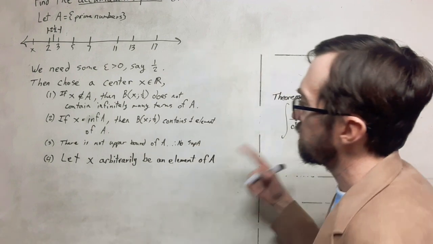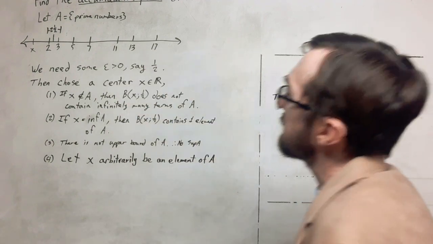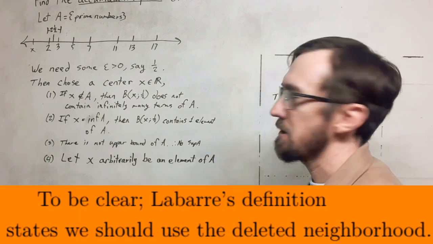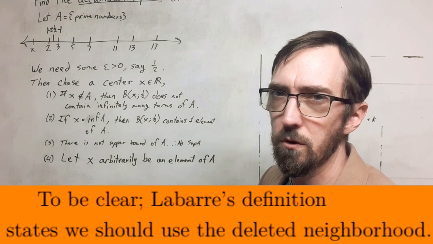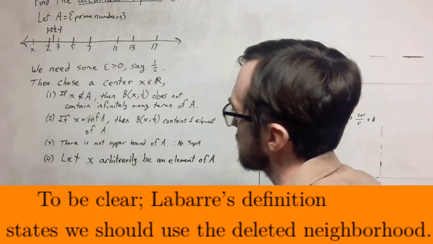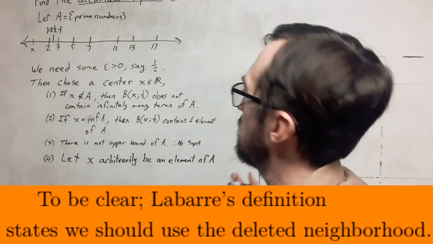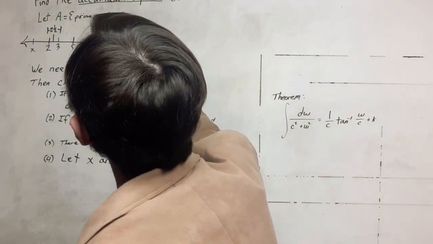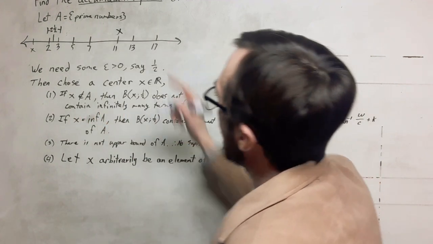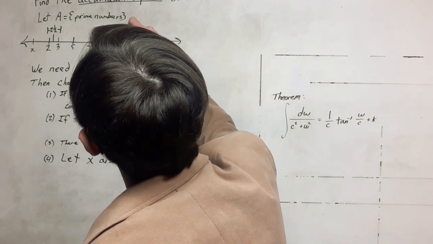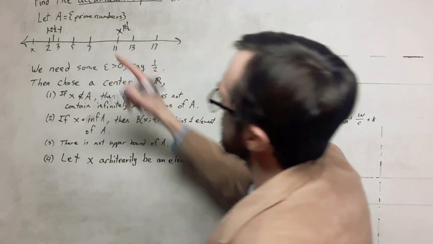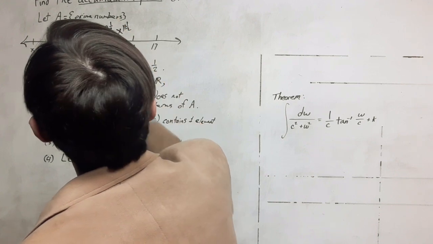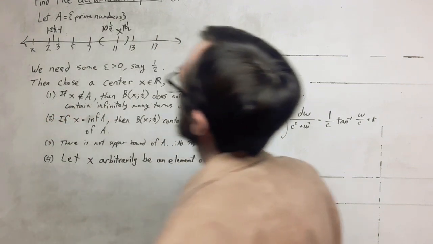All right, so let's just choose any prime number that you wish to be the center. And again, you can consider this a deleted neighborhood or a neighborhood containing the center. All right, so let's just randomly choose 11. All right, what if this is x? Well, if I add a half to 11, this is 11 and a half. If I subtract a half from 11, I get 10 and a half. All right, so this is the neighborhood that I'm looking at here.